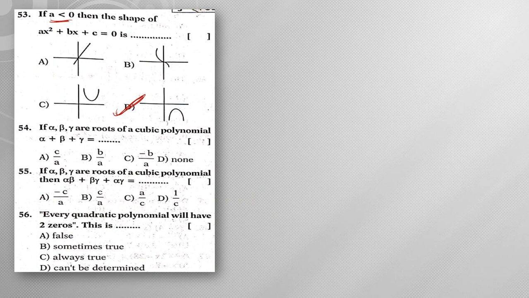Next, if alpha, beta, gamma are the zeros or roots of the cubic polynomial. Since it is a cubic polynomial, we should not use the word roots, it should be considered as zeros. And he has considered the standard form of the cubic polynomial, ax cube plus bx square plus cx plus d, right?